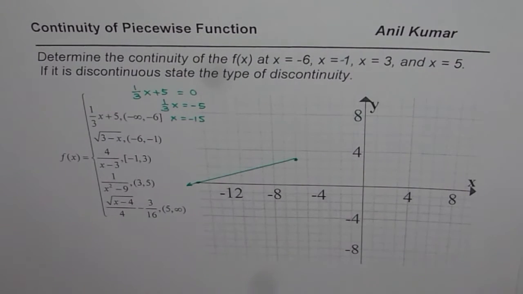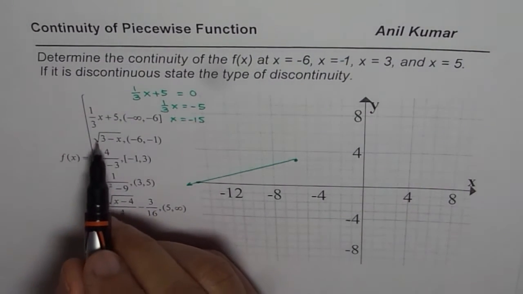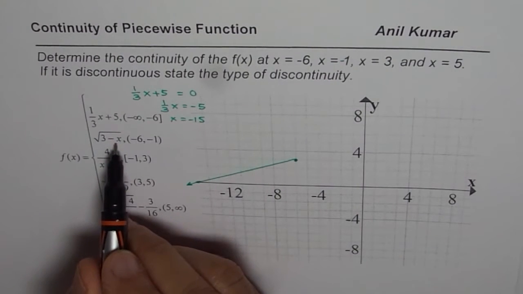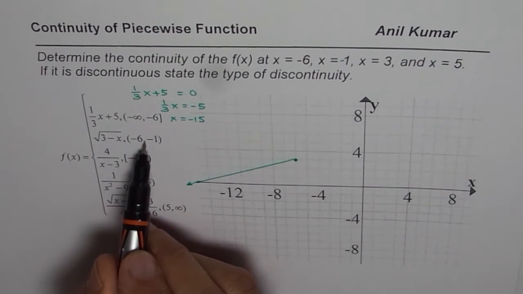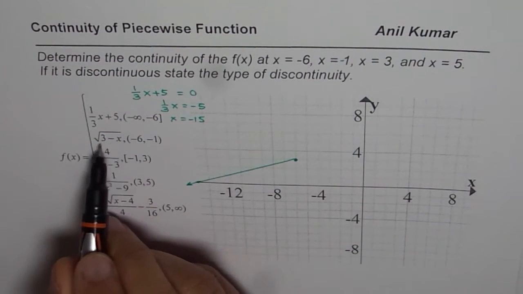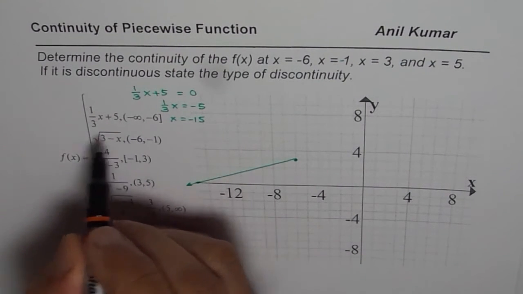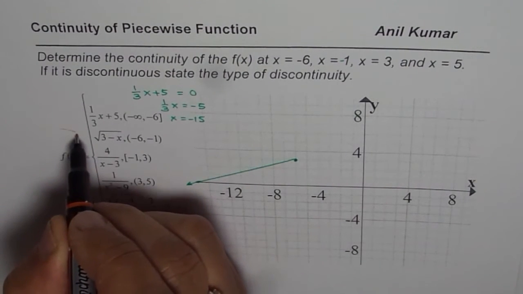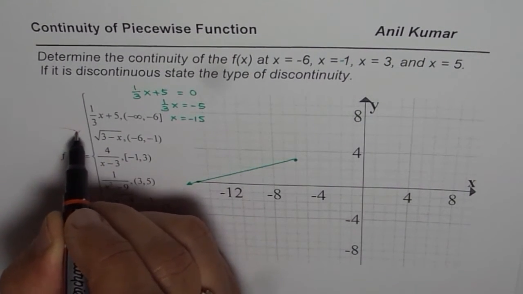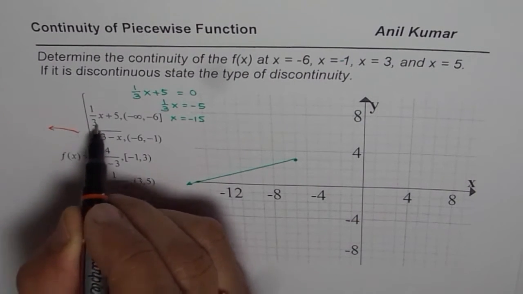We'll use different inks to sketch each part, so it will be easier for us to communicate. Now, square root of 3 minus x, and this is from minus 6 to minus 1. As we know, the square root function is kind of like this, correct? It is reflected on that side because of the minus, so it is going to be like this, right?